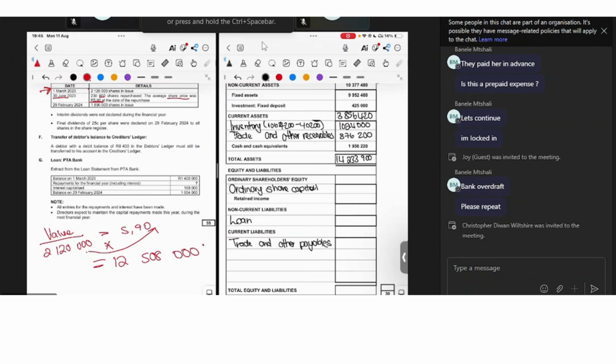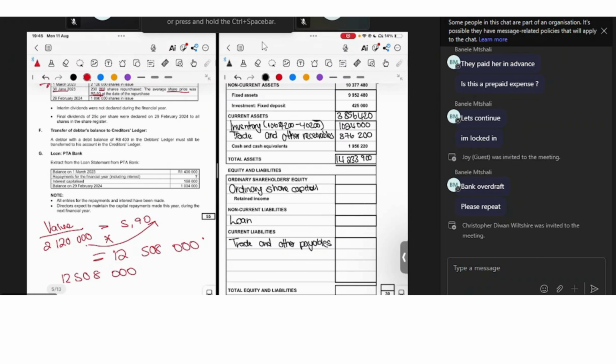So that was our opening balance. Then what happened? There was the buyback, 230,000 shares at 5.90. So we start with the 12,508,000. Then we had the buyback. Buyback decreases our share capital. So that'll be 230 times 5.90, which will give us 1,357,000.